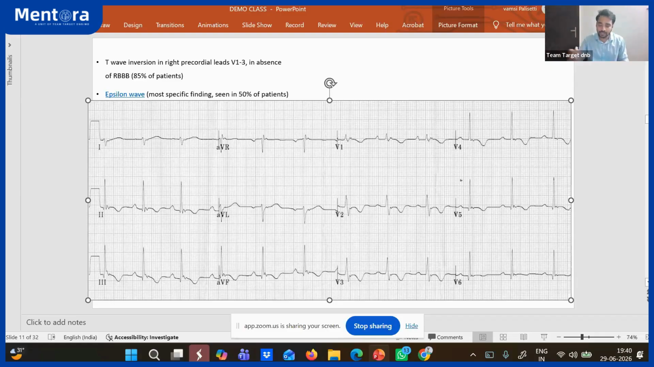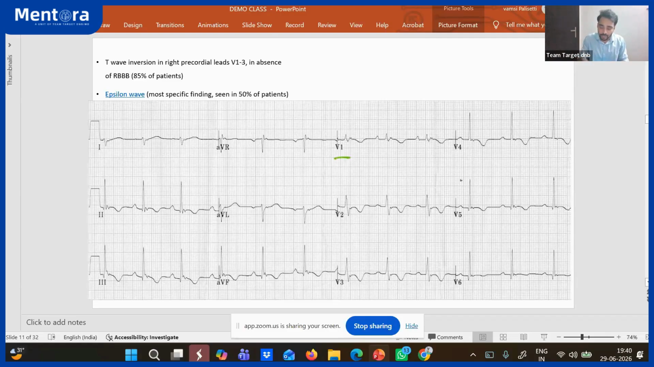Right. So if you see here, in V1, V2 and V3, after the QRS, there is some more small wave. This small wave is called the epsilon wave. At the end of the QRS complex, again you will have some small depolarization. That is called the epsilon wave. Apart from that, if you see, it looks like an incomplete bundle branch block. This is called incomplete bundle branch block.